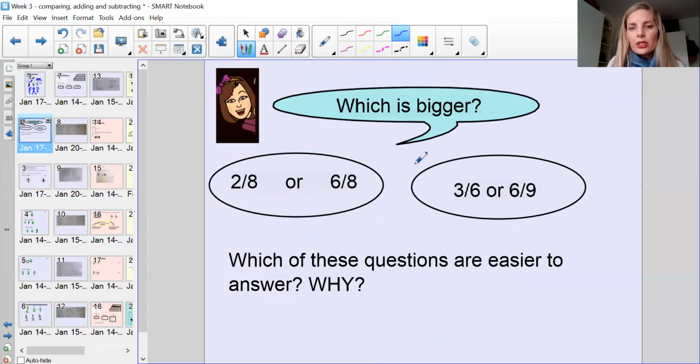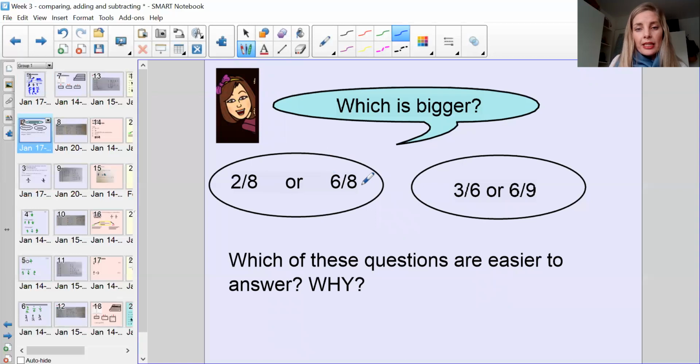Right, here is your big question today. So have a little think, which one is bigger, all right? And at the bottom here, which one of these questions is easier to answer and why? So you can pause the video now and have a go at answering that. Right, let's have a look at this one.